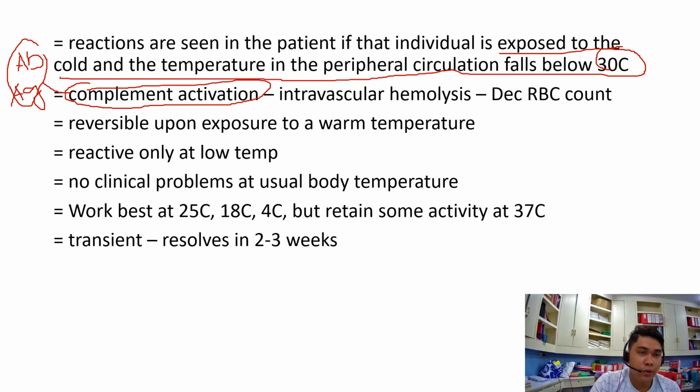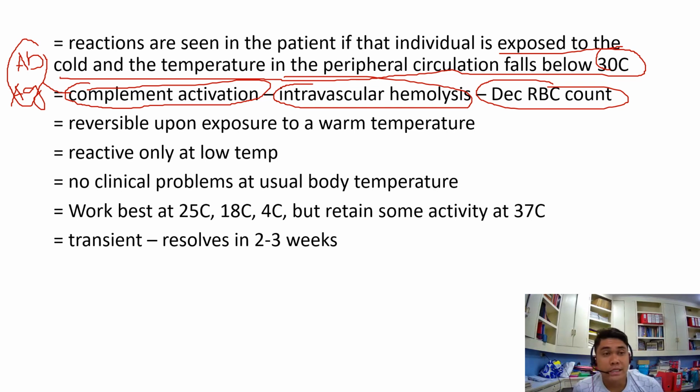Okay, so after complement activation, you have intravascular hemolysis, meaning there is destruction of RBC, and the effect is a decrease in red blood cell count. Okay, that's why it's autoimmune hemolytic anemia. Anemia meaning low RBC count.